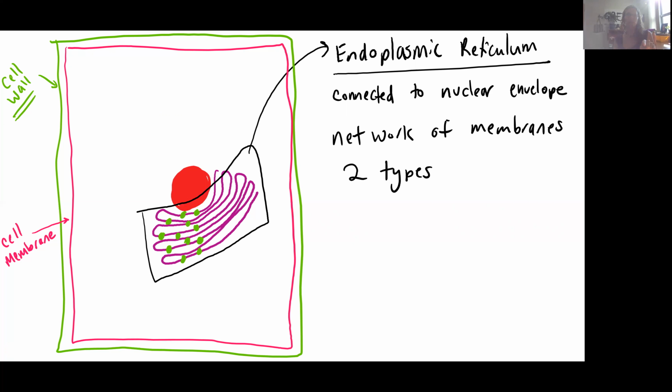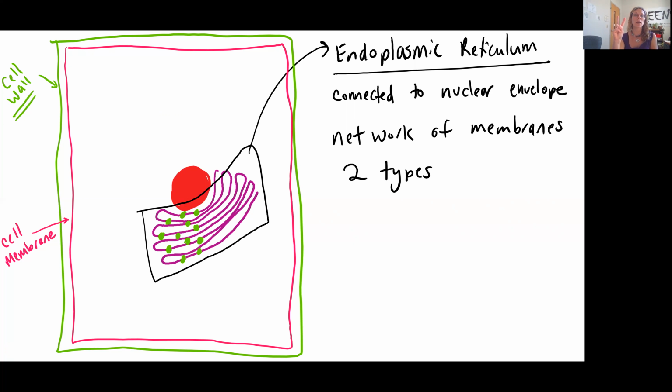Notice I have my nucleus, and then immediately connected to that nuclear envelope, I have my endoplasmic reticulum. And our endoplasmic reticulum, think of it as a maze or network of membranes. Again, what's significant about having these membrane-bound organelles and membranous structures is that it's a specialized environment. So remember, we talked about if we were thinking about this as a house, then this endoplasmic reticulum, this network of membranes, are specialized rooms inside of that house.